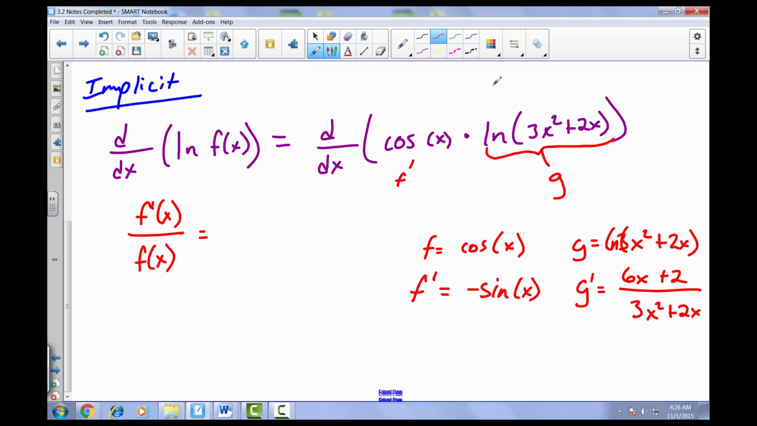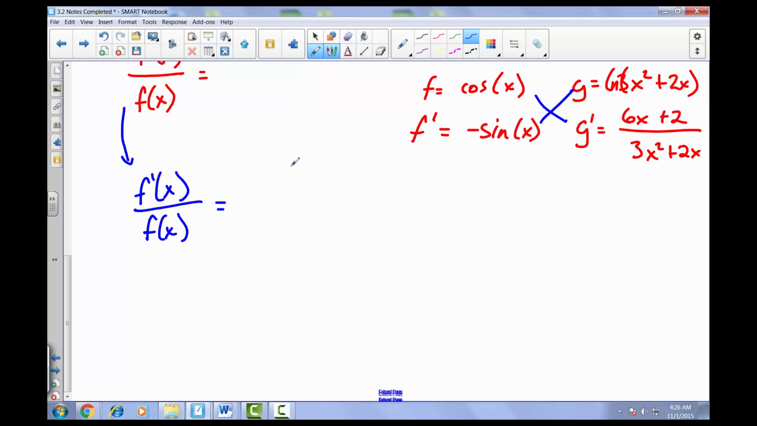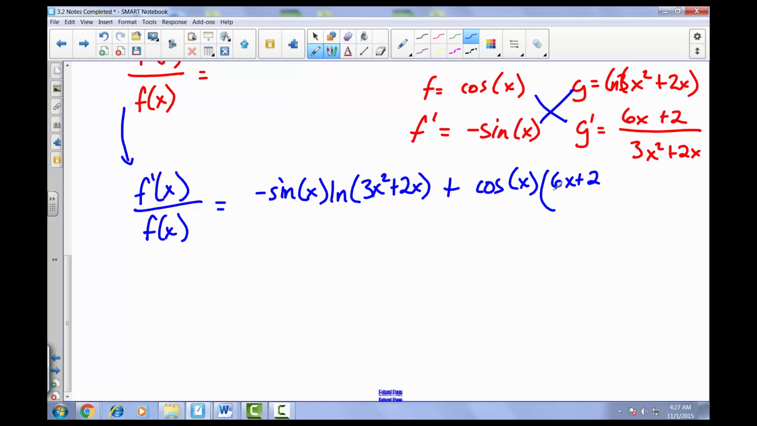Now going ahead and doing our cross, just like product rule always says, we would end up then with, I'm just going to go ahead and rewrite this. So we have f prime of x divided by f of x is equal to negative sine of x times the natural log of 3x squared plus 2x plus the cosine of x times 6x plus 2 over 3x squared plus 2x.